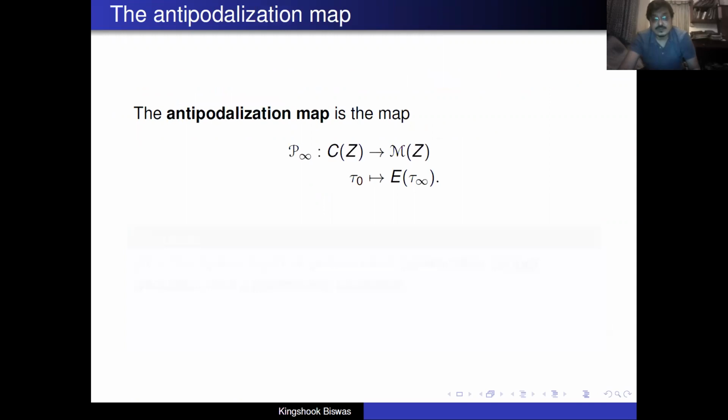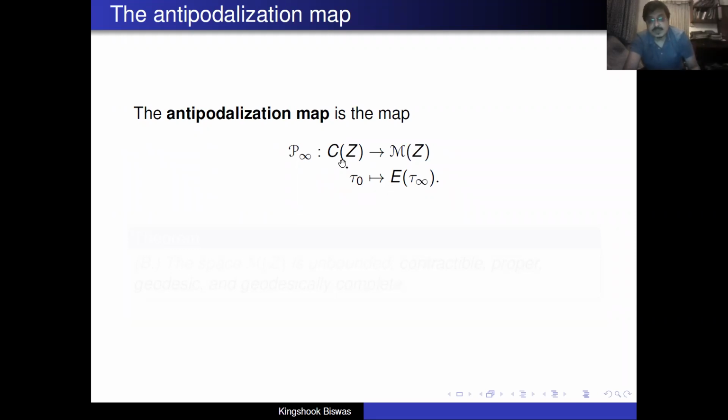So this leads to what we call the antipodalization map. This is a map P infinity from the Banach space CZ to the Moebius space MZ, tau naught goes to E of tau infinity. That means you start with tau naught, you run the antipodal flow as time tends to infinity, it converges to a limit tau infinity whose discrepancy is 0, and then take the corresponding separating function such that the log of the derivative of that separating function is tau infinity. That will be an antipodal function.